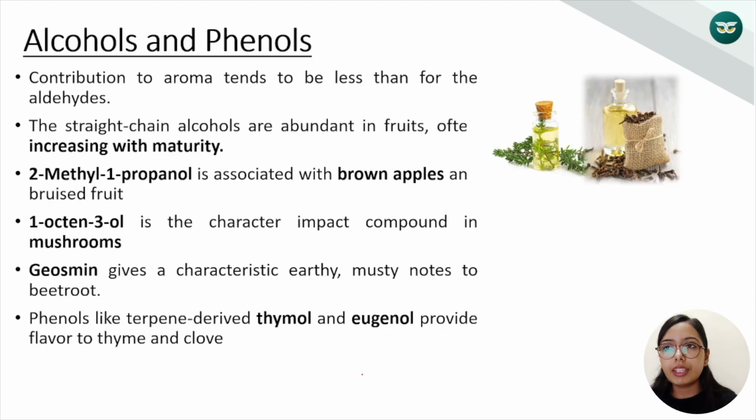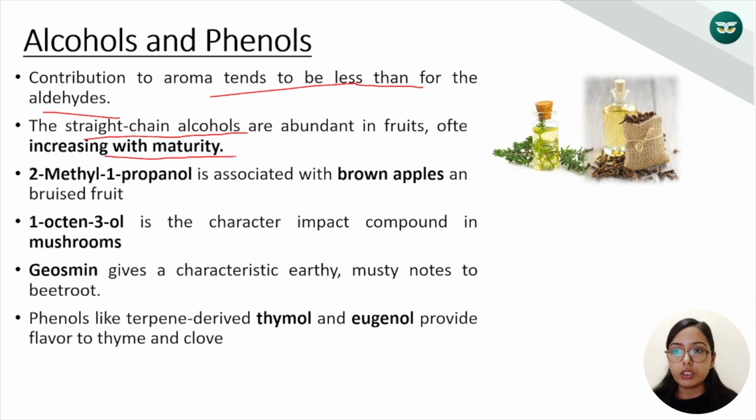Now coming to the next flavoring compounds, we have alcohols and phenols. The aroma of these compounds is basically less than that of aldehydes. The straight-chain alcohols are the most abundant ones found in fruits, and they often increase with maturity. So as the fruit matures, the alcohol and phenol components in that product increase, and the typical aroma of alcohols and phenols is seen in a mature or ripe product in comparison to an unripe one.